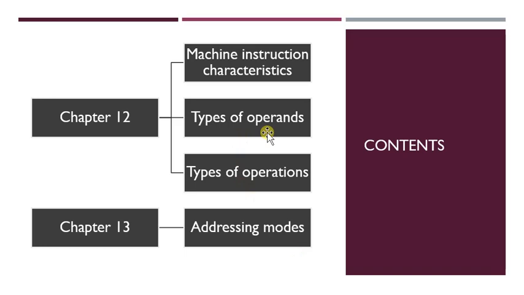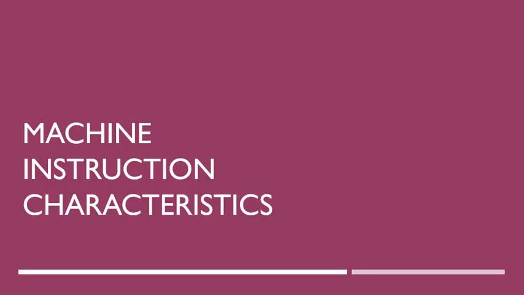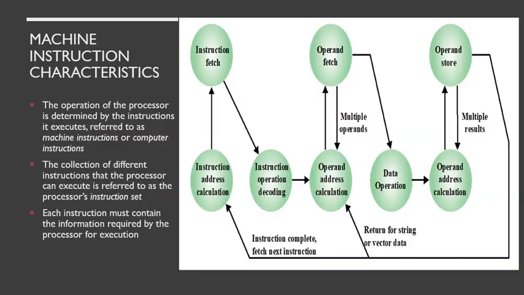For the types of operands and types of operations, this one is very much theoretical, so you can read from the slides. This is the first topic, which is the machine instruction characteristics. We are going to see this one basically is the instruction cycle state diagram, and this one you already seen from chapter 3. The operation of the processor is determined by the instructions it executes.